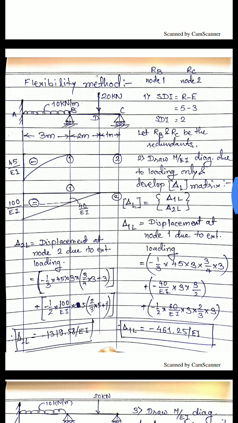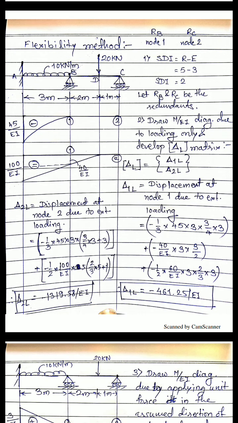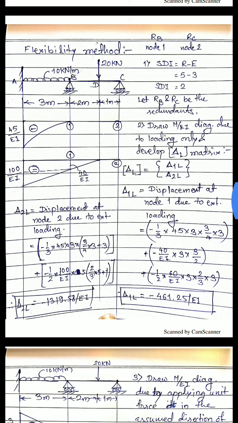In the second step, you have to draw the M by EI diagram, that is the bending moment diagram. In this regard, we have assumed two redundants RB and RC. Let us assume point B as node 1 and point C as node 2. So in the second step we draw this M by EI diagram.